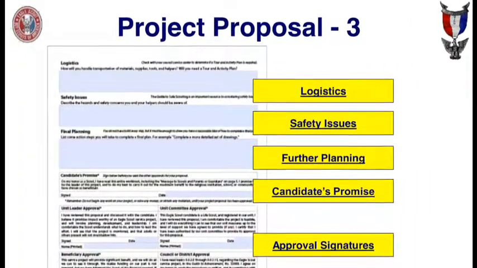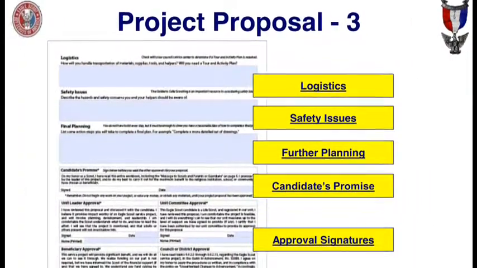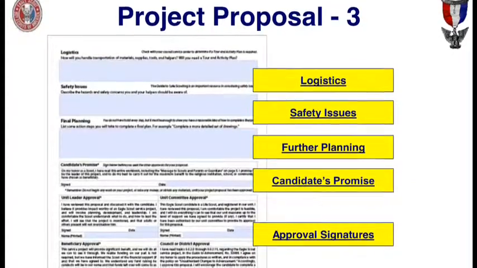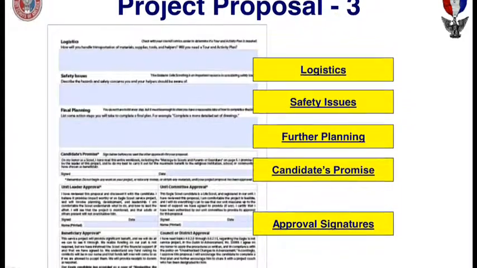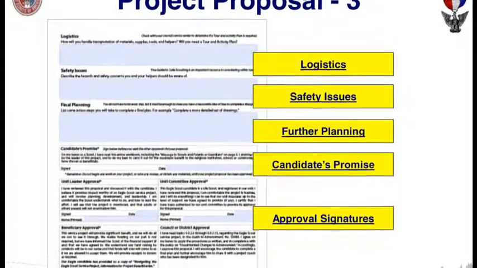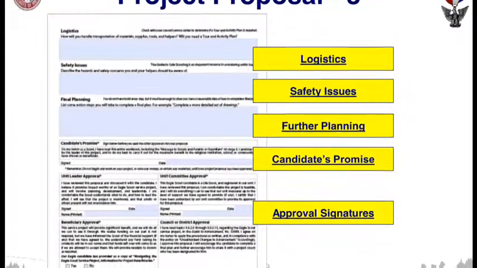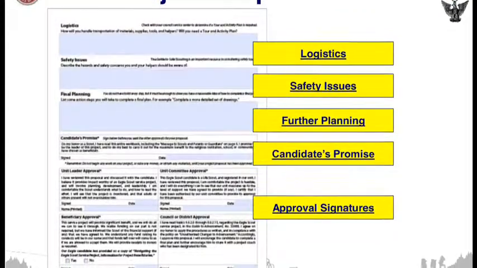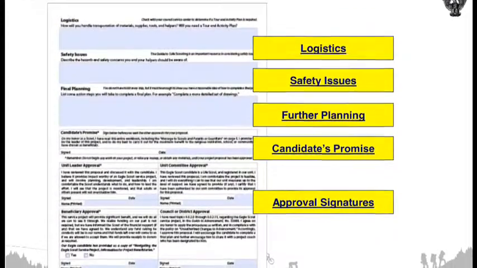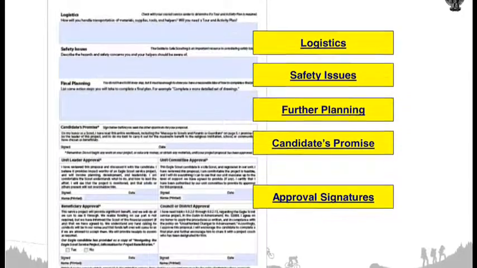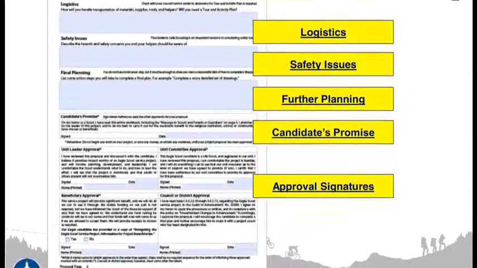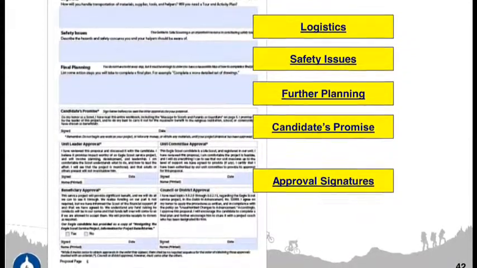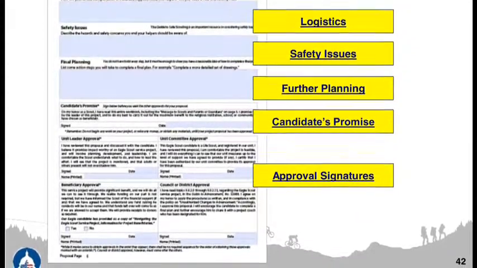The third page of your proposal includes logistics, which is how you're going to move all of the materials and volunteers to the site where you'd like to complete your project. Consider as well safety issues and final planning. This is a good opportunity for you to chat with your Life to Eagle coordinator to help you work through some of the safety issues and planning opportunities you may not be fully aware of.